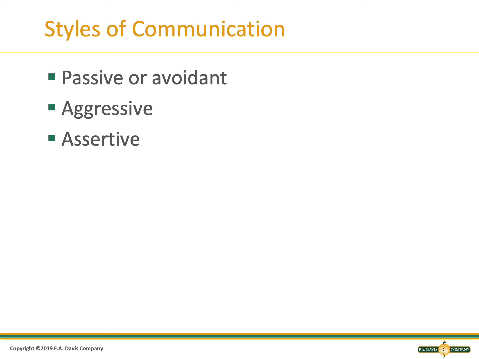Aggressive style of communication is putting one's own needs, rights, and feelings before those of others. So an example of that might be somebody charging into the emergency room wanting to be seen first. Maybe they're belligerent and wanting to be seen ahead of the others. And then an assertive style of communication involves standing up for oneself without violating the rights of others.